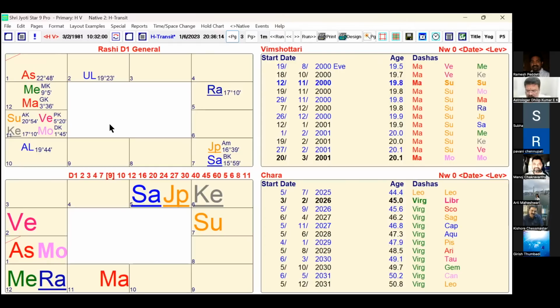One way you can connect Mars to the problem is that Bhrigu Sutra always gives a lot of importance to the dispositor. We already estimated Saturn as a problem causer, and Mars's dispositor is Saturn. That way we can connect.